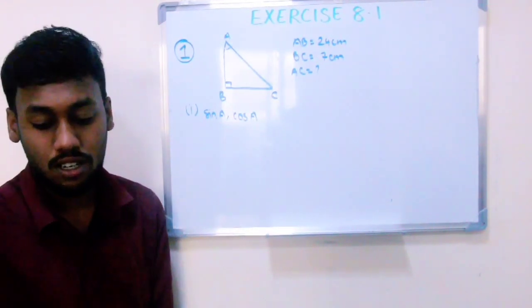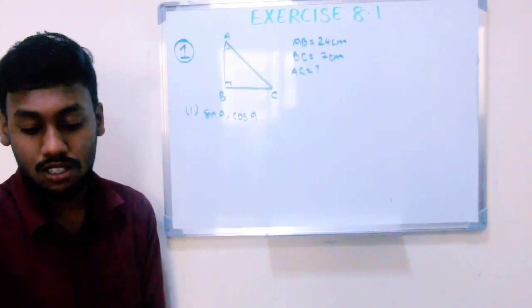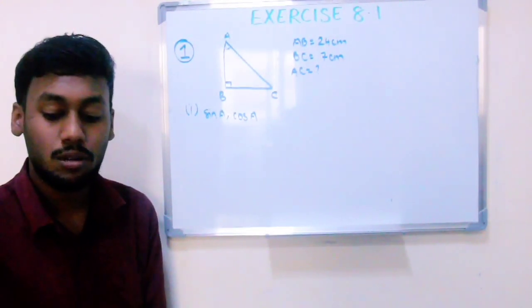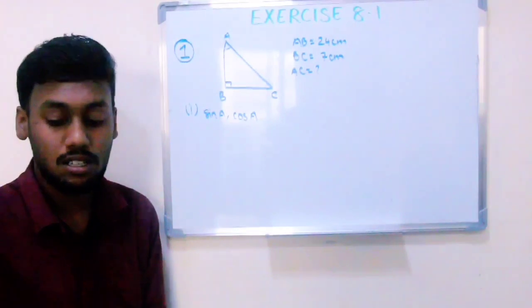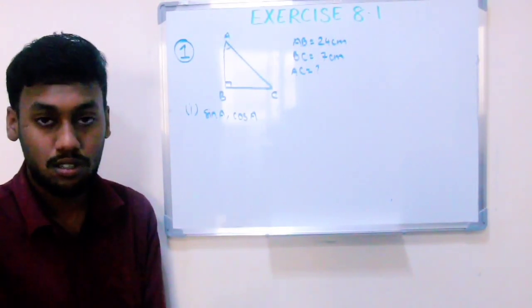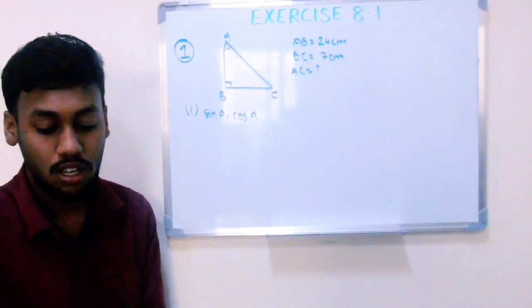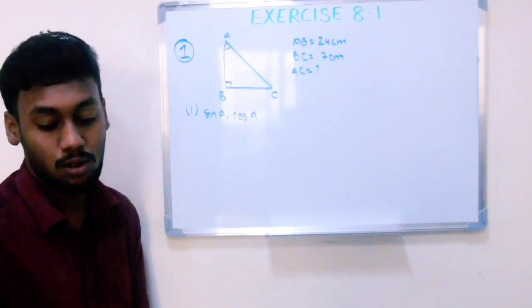So the first question says like this. In triangle ABC, which is right angled at B, AB is equal to 24 cm, BC is equal to 7 cm. Determine first subpart sin A and cos A, and second subpart is sin C and cos C.